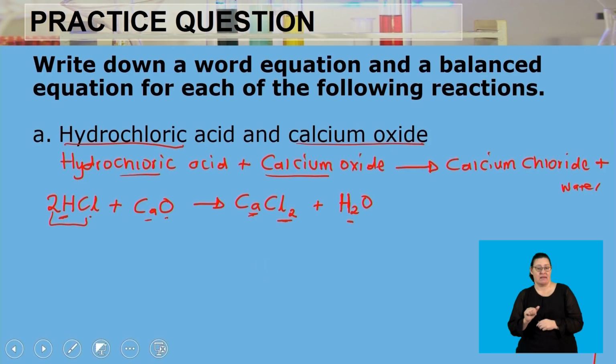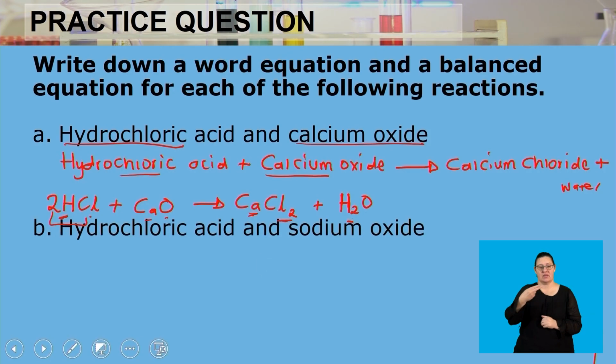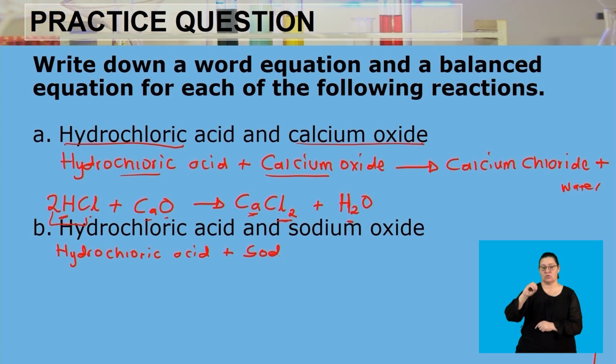Now, moving on to our next one. We have, again, hydrochloric acid that is going to be reacting with sodium oxide. So, word equation first. Hydrochloric acid plus sodium oxide. What are we going to get?